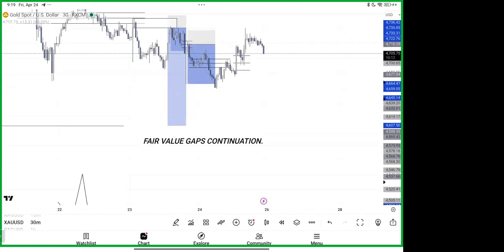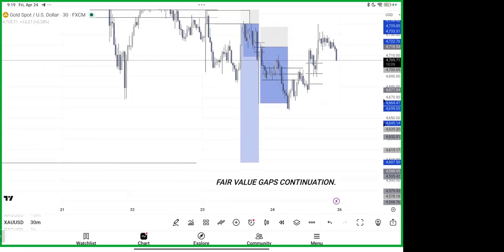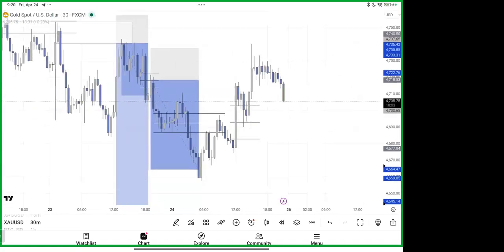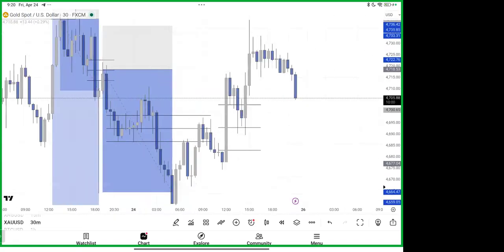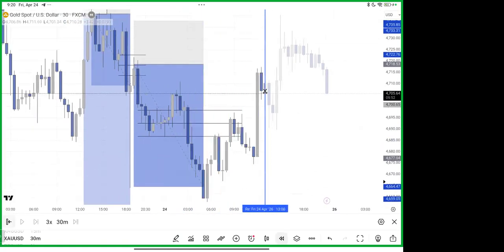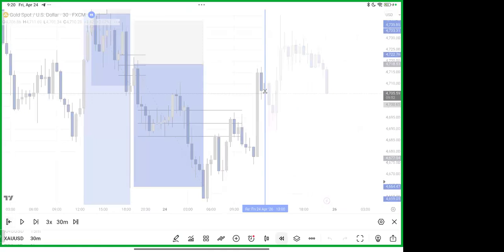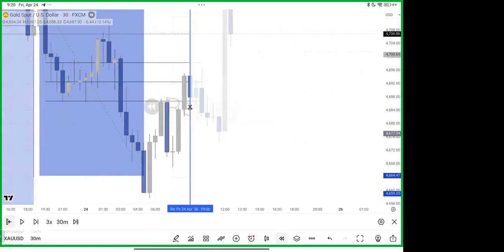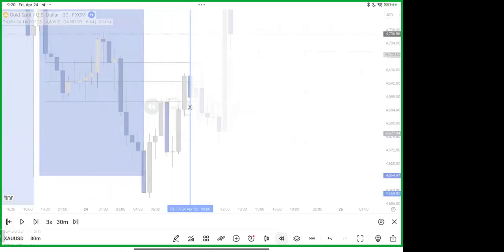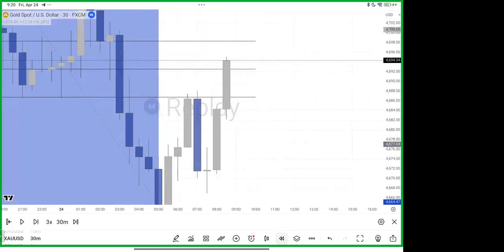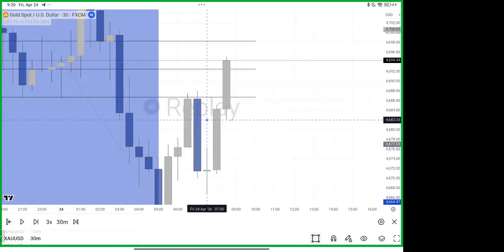So I think I should even not draw lines. Let's just dive right in. So here is a... so this is a bullish fair value gap. Either you connect it with a rectangle.